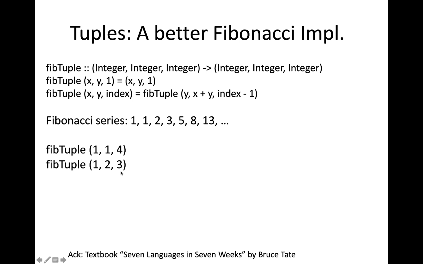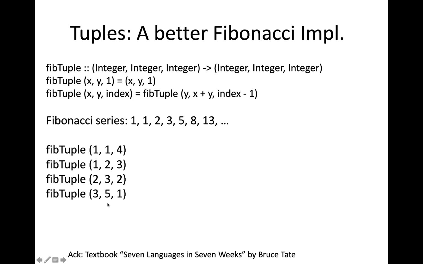So now this call will happen, correct? Now again, we have to see which case of fibTuple matches with this, and still case 2 matches, right? And now mind that the x value is 1 and the y value is 2. So the next call will be 2 comma 1 plus 2, which is 3, right? So 2 comma 3 and the index will be 2, which is written here. And similarly, that will again call 3 comma 5 and the index will be 1.